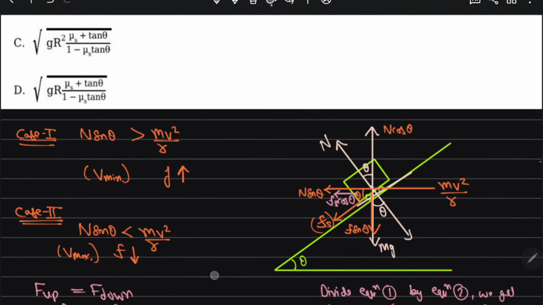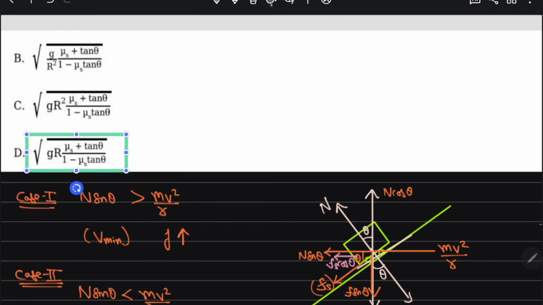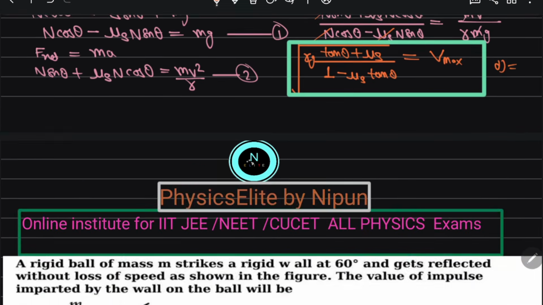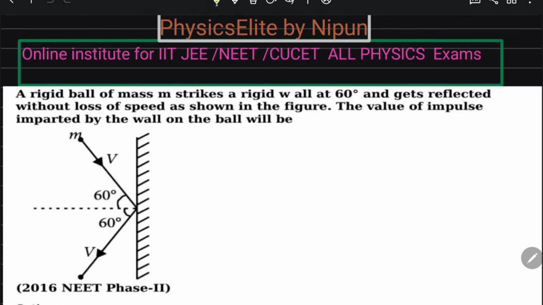So this is a very good question, like the question asked in the NEET examination. So option D is correct. D is correct. I proceed to the next question. This is also a very interesting question. Just apply conservation of momentum.